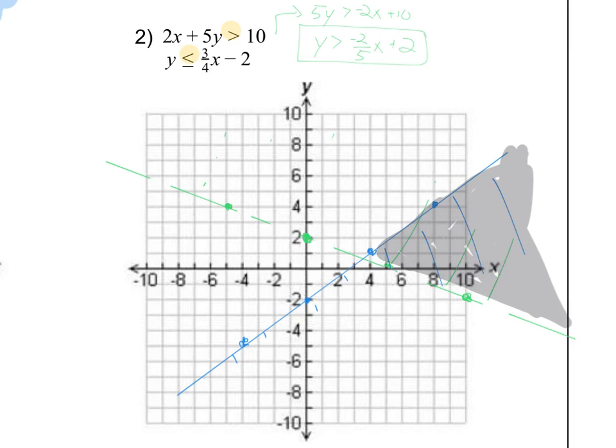So again, any point in this region is going to be a solution to not one but both of these inequalities, with the exception of points that are on this dashed line. Points on the dashed line are not included. Points on a solid line are included.